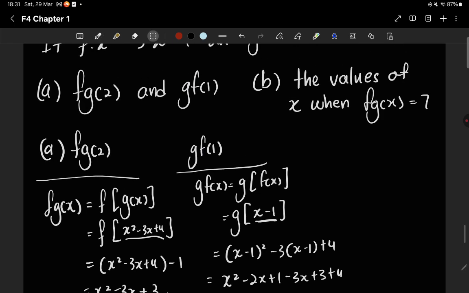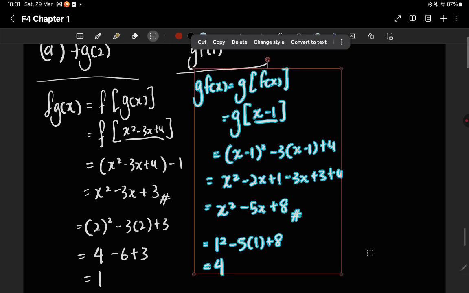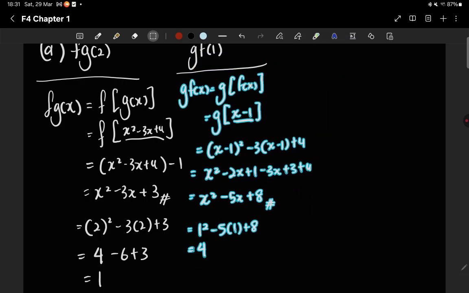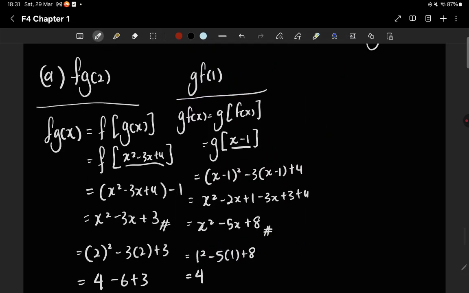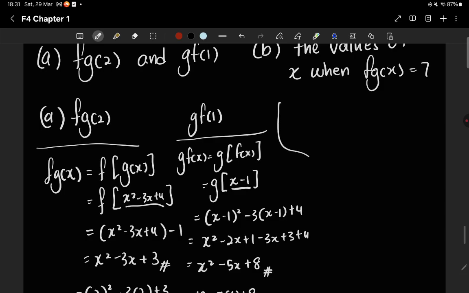And over here, wait, let me just minimize this a bit. It might be a bit messy, so forgive me for that. Let me just make space for question B.